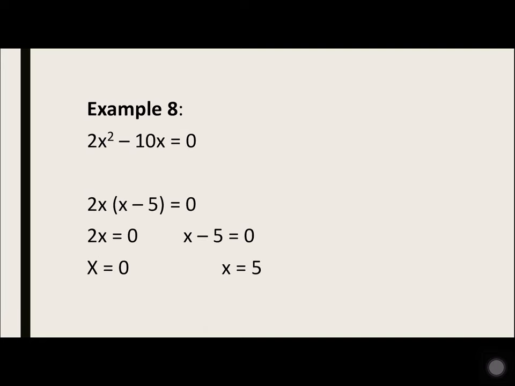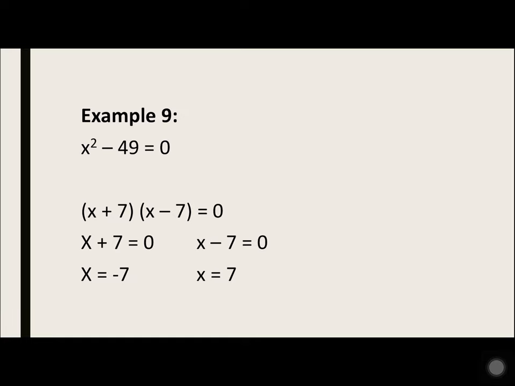Example 8, 2x squared minus 10x equals 0. This time we're factoring a common factor of 2x, which would leave x minus 5, because 2x times x is 2x squared, and 2x times negative 5 is minus 10x. 2x equals 0, and x minus 5 equals 0. 2x equals 0, divide by 2 on both sides, you get 0. X minus 5 equals 0, add 5, you get x equals 5. Two answers here, anytime you have x squared.